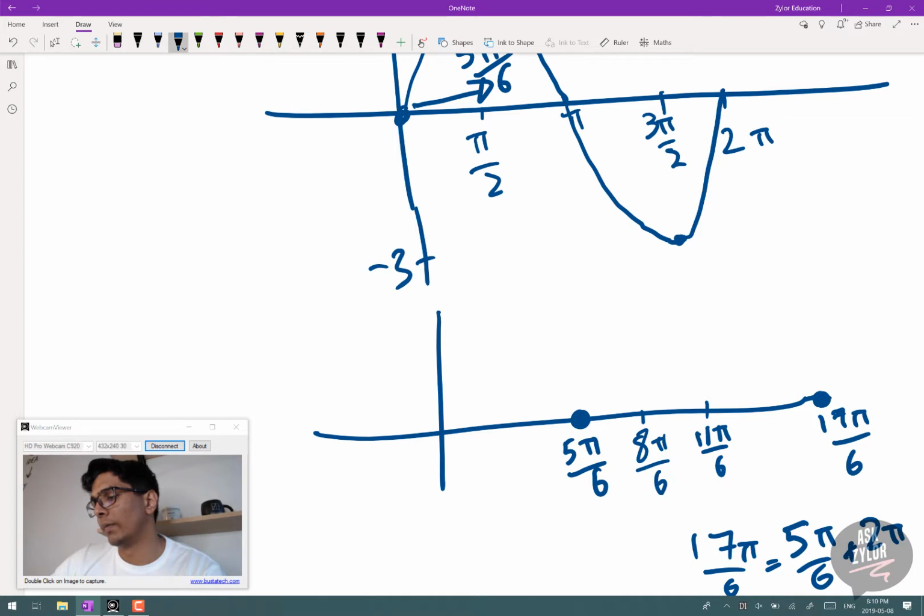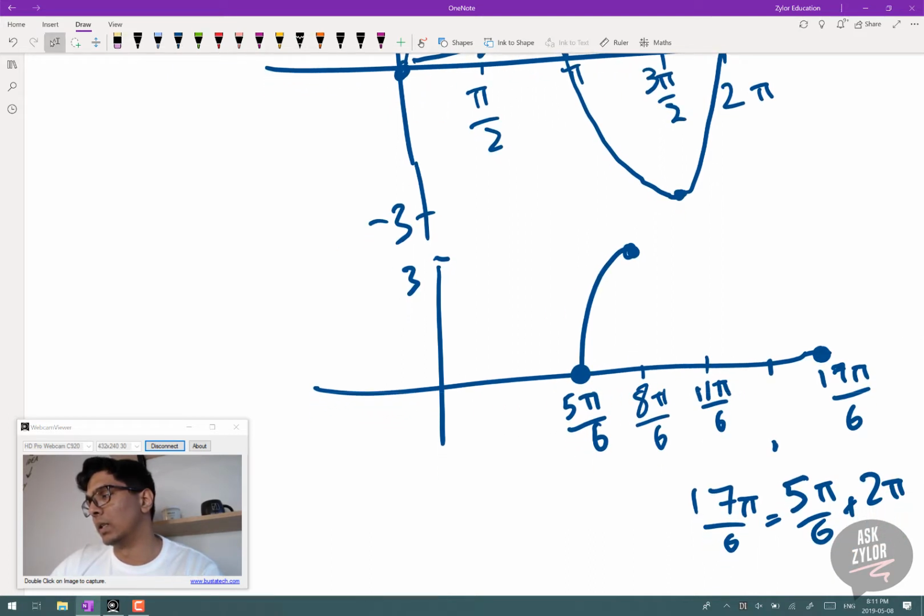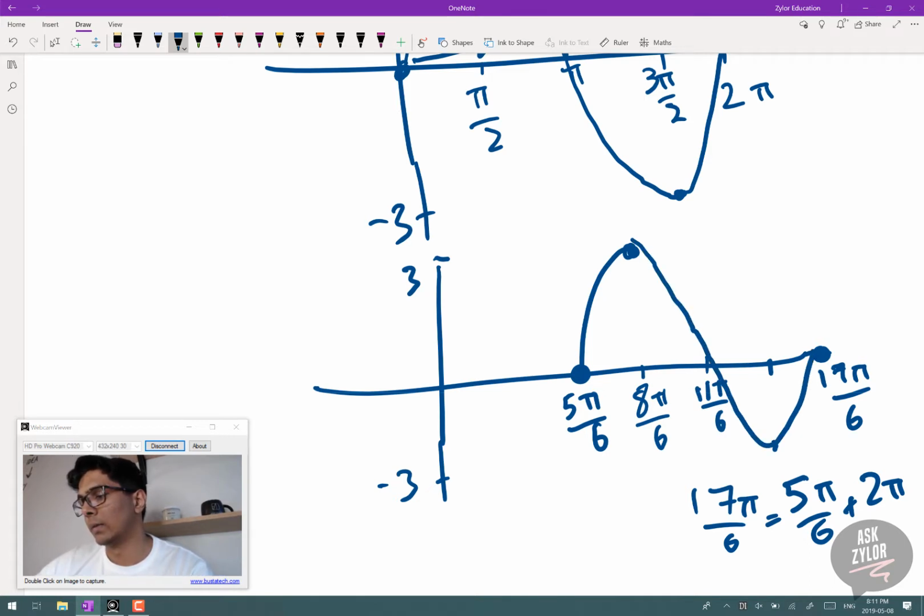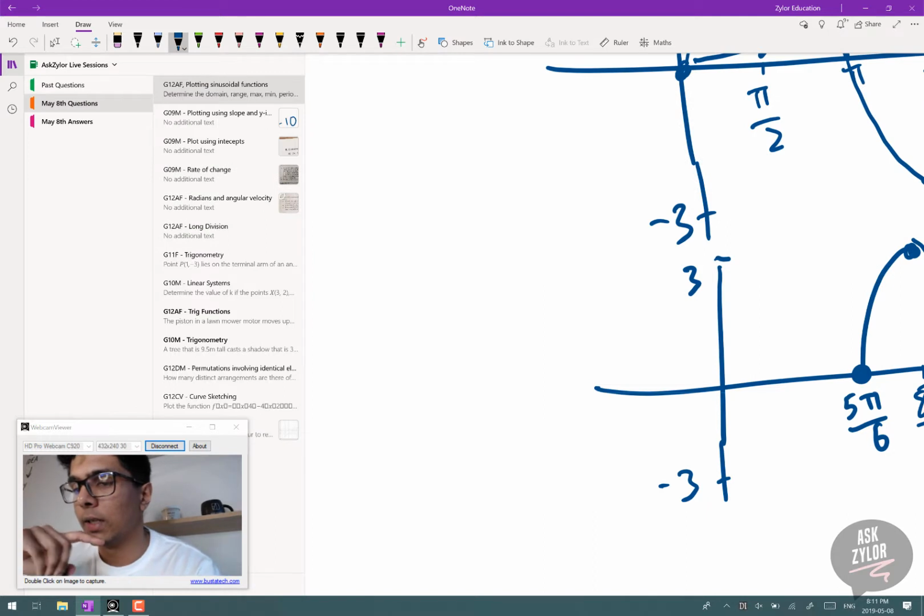over 6. So all these are relevant because I know that the maximum should be between 5 pi over 6 and 11 pi over 6. So that will be 3. And the minimum will be between 11 pi over 6 and 17 pi over 6. So it will be negative 3. I can find out the in between again by adding pi over 2 to the 11 pi over 6. So I end up with something like this. Okay, so let's move on to the next question.